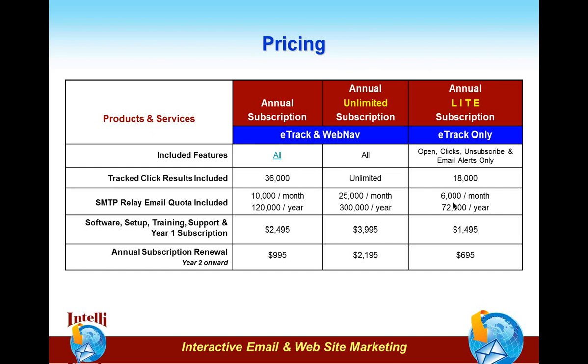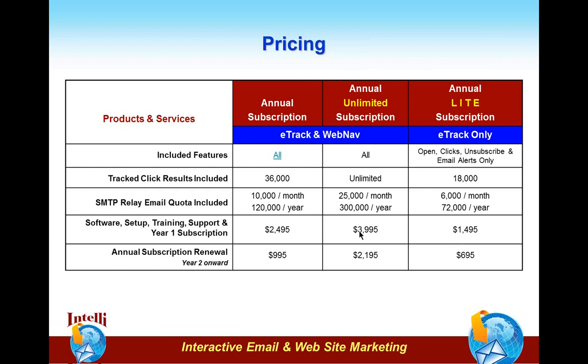This comes bundled with 6,000 emails a month or 72,000 a year. We do rolling averages, so very different than others. So you will get a relay report, and we'll let you know if you need to up it if you're consistently going over your relay. And the cost for that is $14.95.